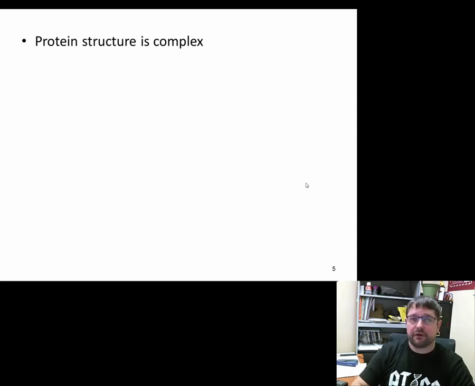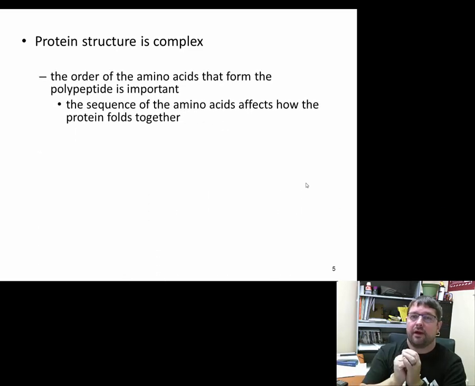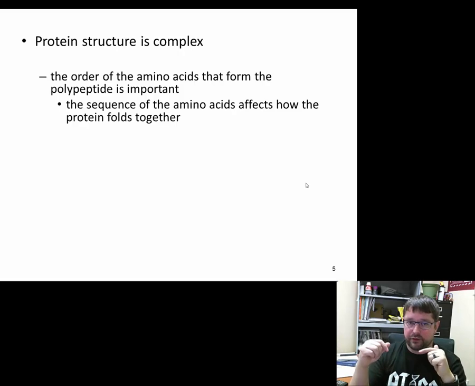Protein structures can be very complex. Like I said before, you can have hundreds of amino acids linked together. But because there are only 20 amino acids, it's the order of the amino acids that determines the structure of the protein.